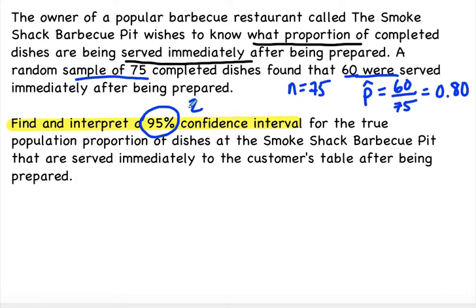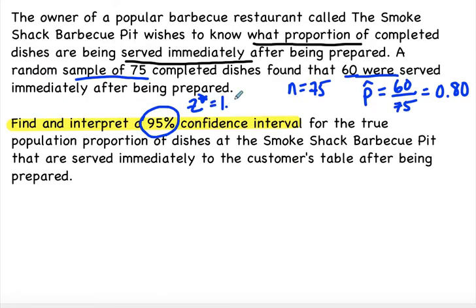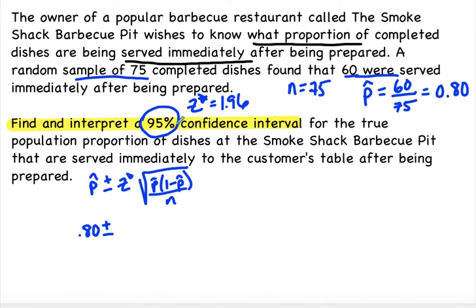So if it's 95% confidence, what will be the z star that we use? Let's look back here. 95% confidence would be 1.96. Okay, so we are going to calculate our interval. Here's the formula: p hat plus or minus z star times the square root of p hat times 1 minus p hat over n. We're just going to fill everything in. Our sample proportion was 0.80. The z star, because we have 95% confidence, is 1.96. The p hat is the same here, still 0.80 times 1 minus 0.80, all over our sample size, which was 75.